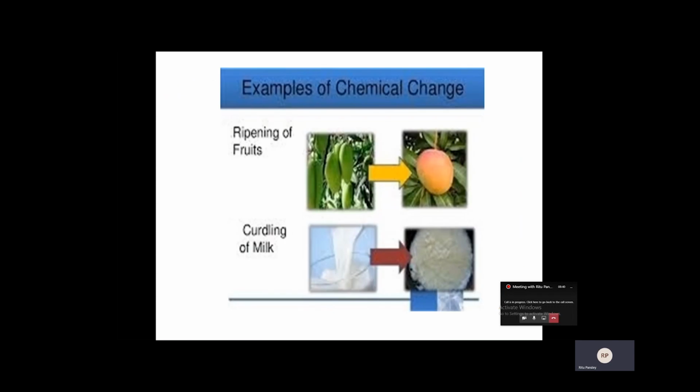Now, there are a few more examples of chemical change. For example, the ripening of fruit. As you can see here, the fruit has ripened and there is a change in the color. The second example is curdling of milk. The milk is in liquid form, and when it forms curd, it changes into a solid form. It is an irreversible and permanent chemical change, and you cannot get the milk again.